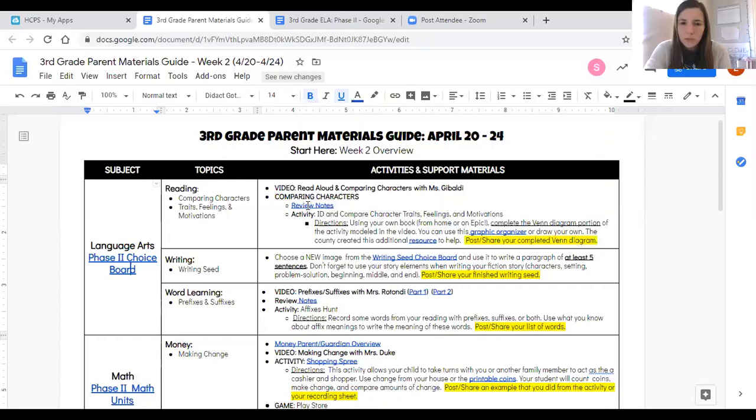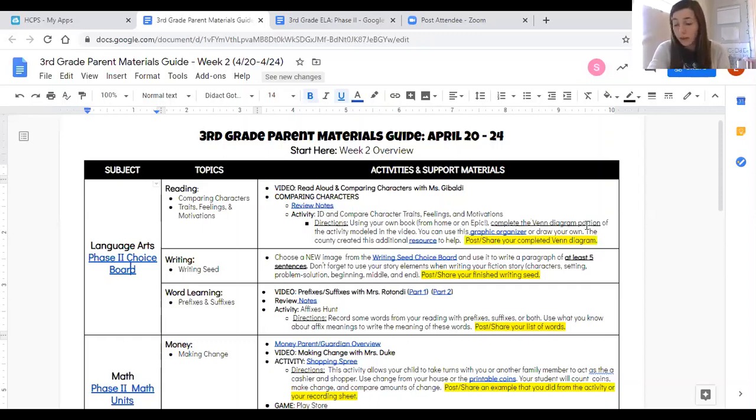You can review these notes that we went over together again if you'd like to take a look at those definitions for traits, feelings, and motivations. Then you're going to move on to the activity, which we'll do together in a moment. We're going to compare the character traits, feelings, and motivations with a Venn diagram.